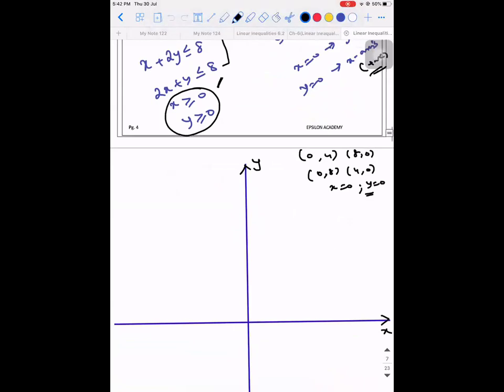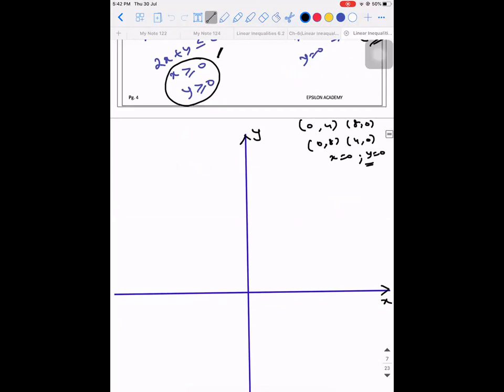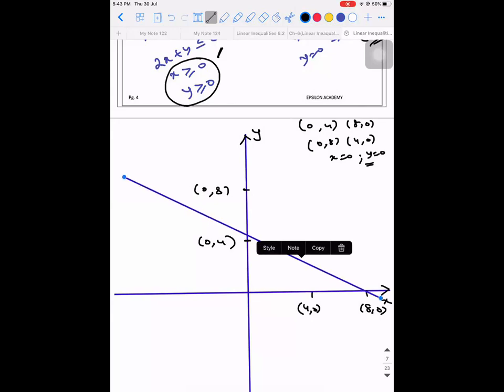So what are the two points that we have? (0, 4) and (8, 0). So (0, 4) is somewhere over here. And (8, 0) is somewhere in the end. So if I take this as (8, 0), this will be (4, 0), this will be (0, 8). So don't get confused here. (0, 4) and (8, 0) stands for one line. So extend and draw it.